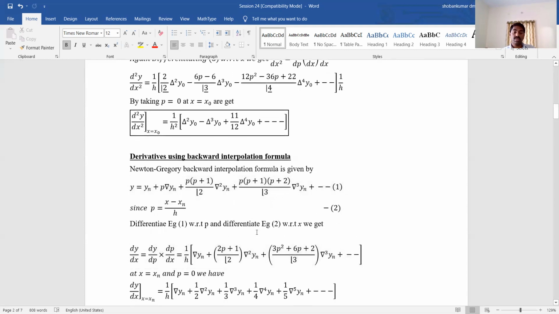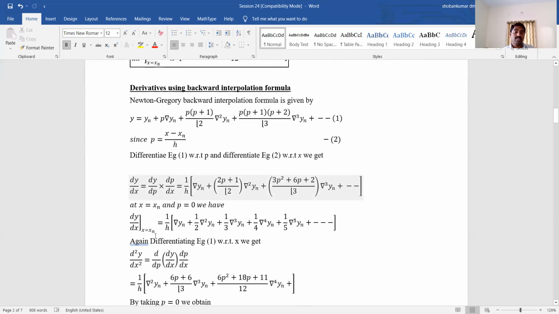Now differentiating 1 with respect to p and differentiating 2 with respect to x, we get dy by dx is equal to dy by dp into dp by dx. Substituting here, we get 1 by h into nabla yn plus 2p plus 1 by 2 factorial nabla square yn plus 3p square plus 6p plus 2 divided by 3 factorial nabla 3 yn plus and so on.